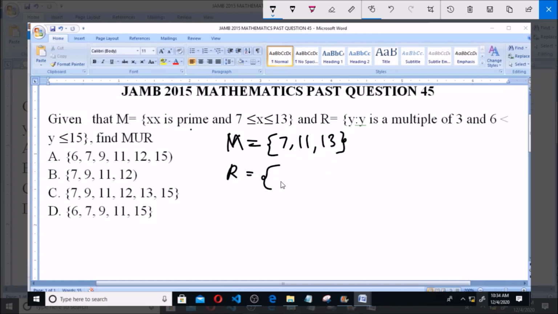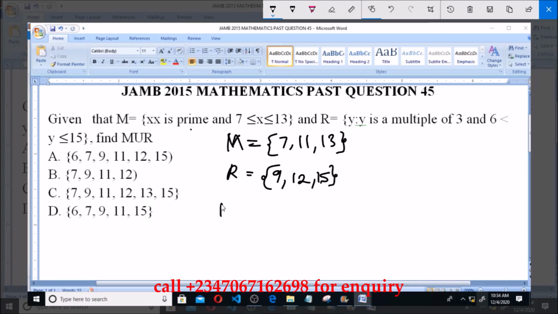R is a set having numbers which are multiples of 3, and these numbers are not below 6 and not 6, and also are not above 15 but can be equal to 15. So since it is not equal to 6 and is not below 6, the first we'll have is 9. 9 is a multiple of 3. Then the next will be 12, which is a multiple of 3, and the next will be 15, since they say it is either equal to 15 or below 15.